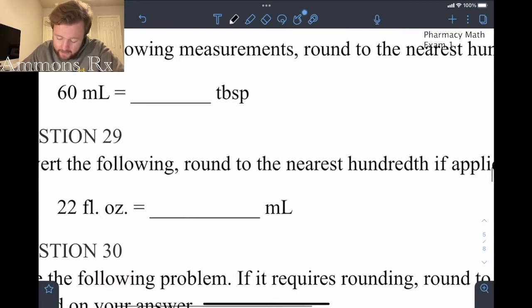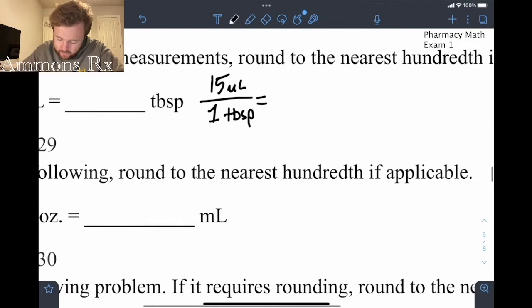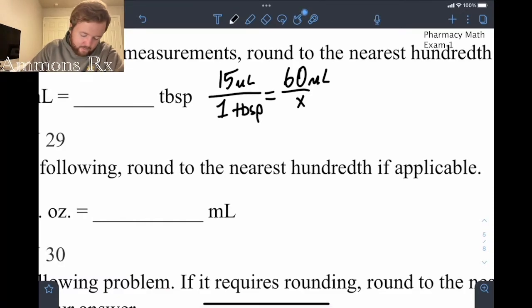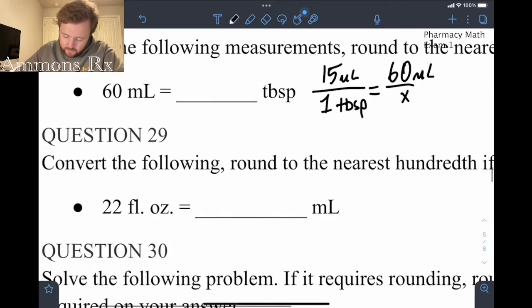60 mils is how many tablespoons? Just remember to not get tripped up by the T in tablespoon. There is 15 mils in 1 TBSP, and you were trying to figure out how many is in 60. So it's 60 divided by 15, which is 4.